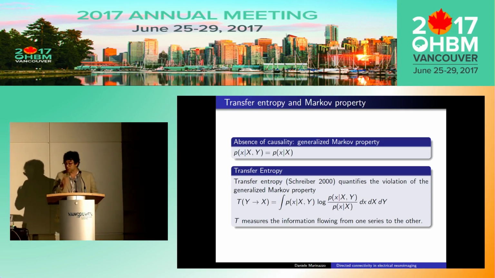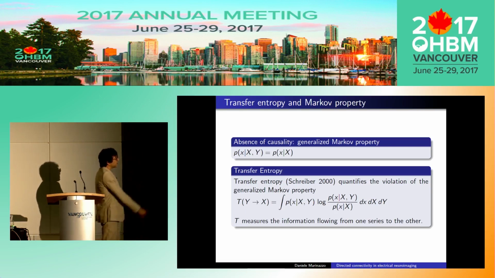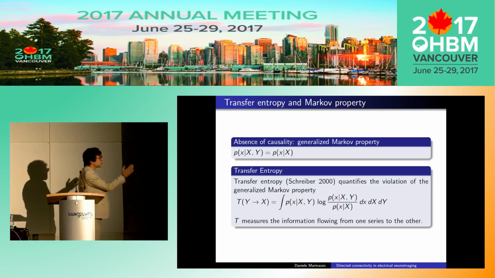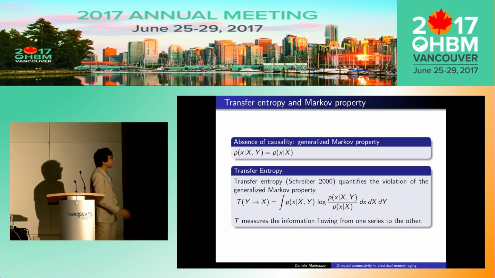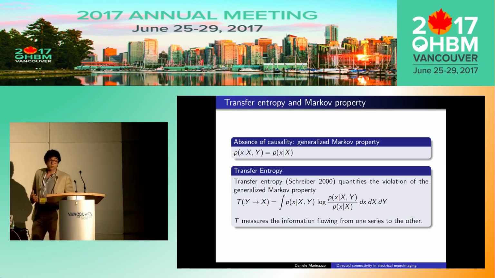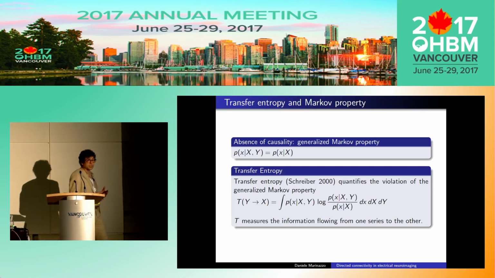This information transfer is quantified by the transfer entropy. If the two probabilities are the same, the ratio is 1, the logarithm is 0, and we have no information transfer. On the other hand, when these two probabilities are different, then we have a measure of the information flowing from one series to the other. This is convenient also because we are measuring something, whereas Granger causality is the result of a statistical test.